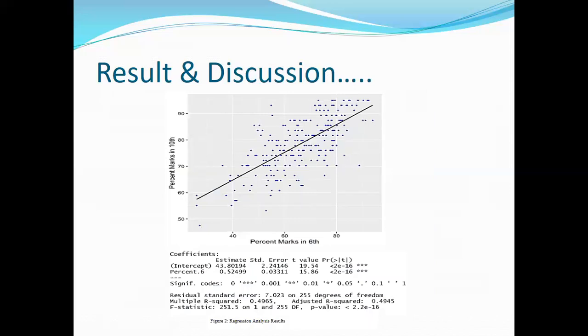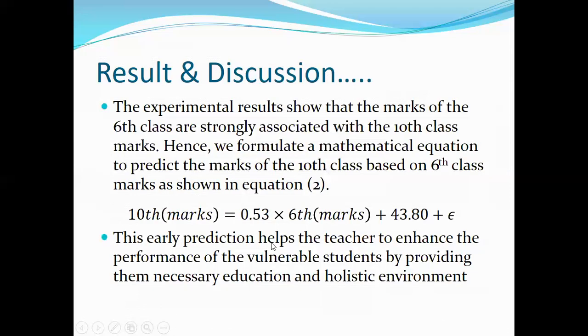This is a regression line, and the coefficient of the regression line. The experimental result shows that the marks of the sixth class are strongly associated with the 10th class marks. Hence, we build a mathematical equation to predict the marks of the 10th class on the basis of 6th class marks. It is given in the equation. This early prediction helps the teachers to enhance the performance of the vulnerable students by providing them necessary education and a holistic environment.